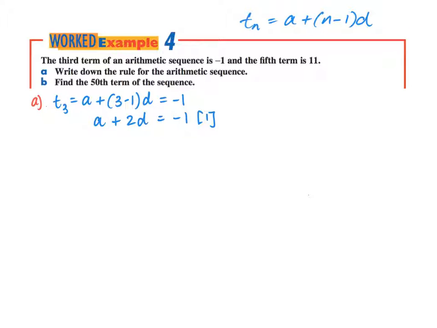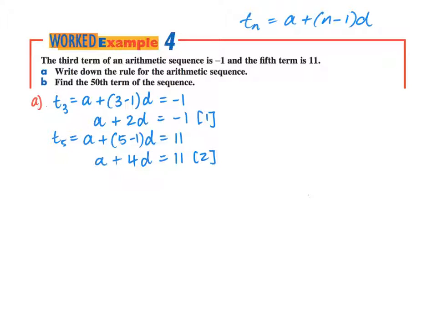The next part of the question says that the fifth term is 11. So if we go ahead and do the same thing, the fifth term here, the a value again is unknown, n is equal to 5, and d is also unknown. We're told here that this is all equal to 11. So for this equation we have a plus 4d equals 11, and we'll call that equation 2.